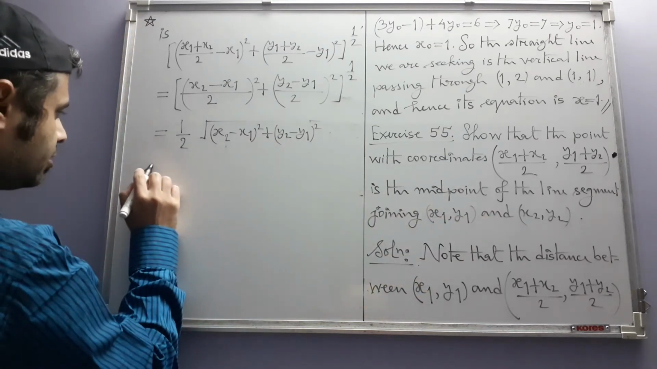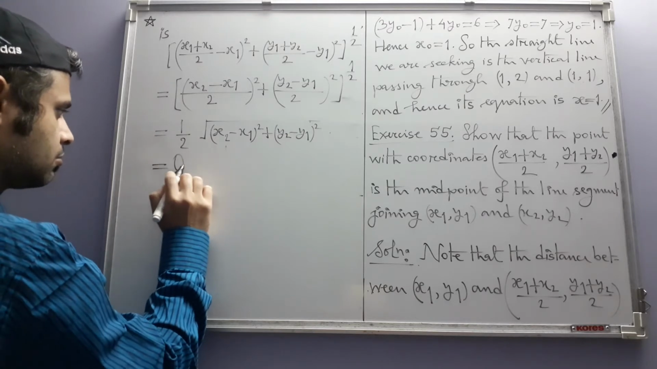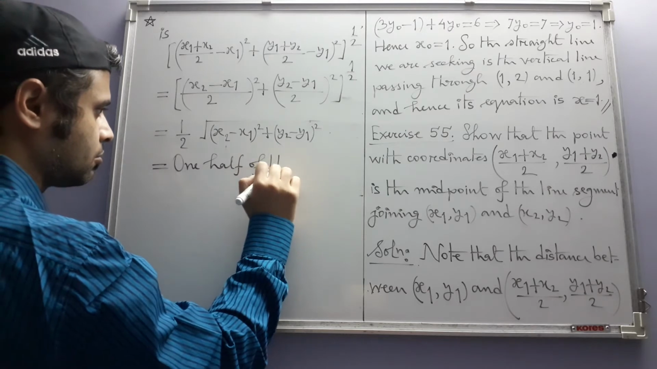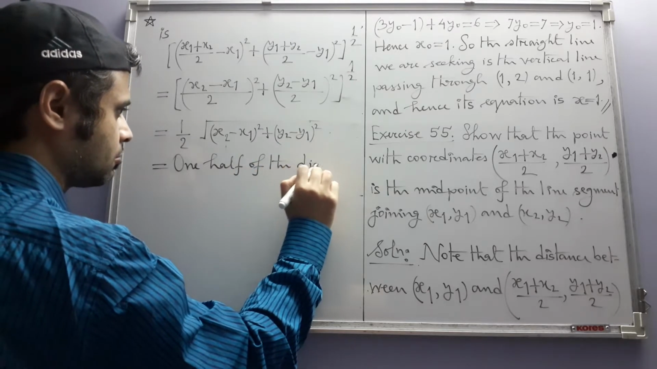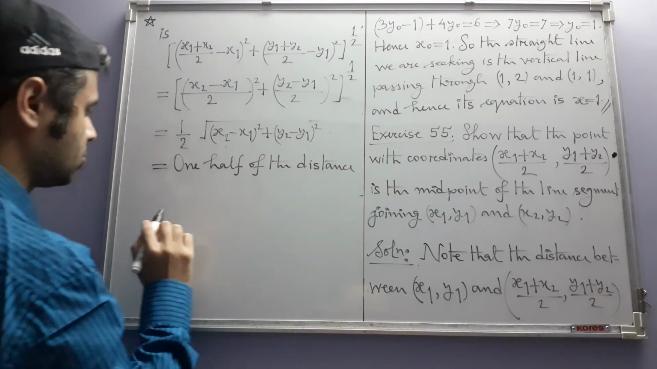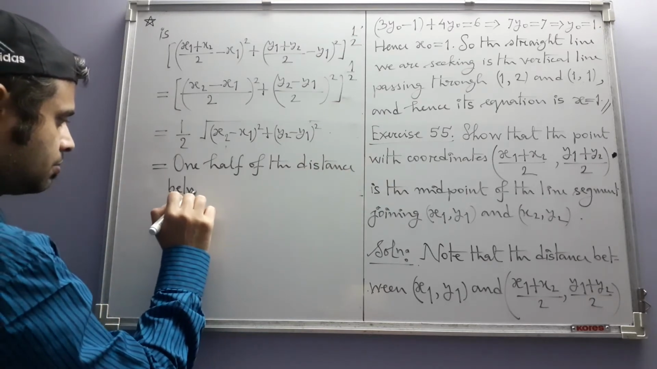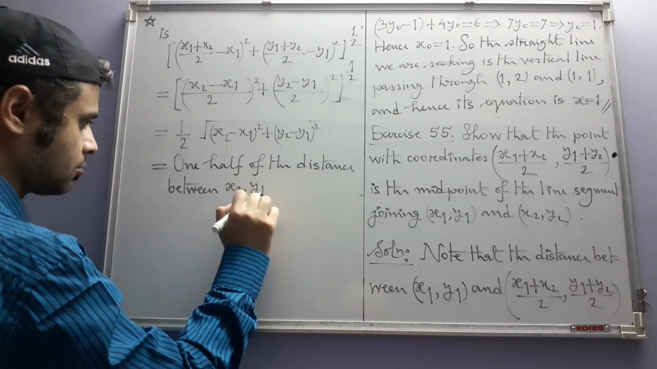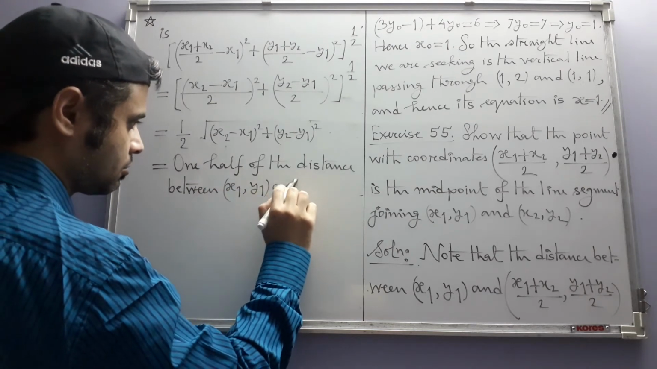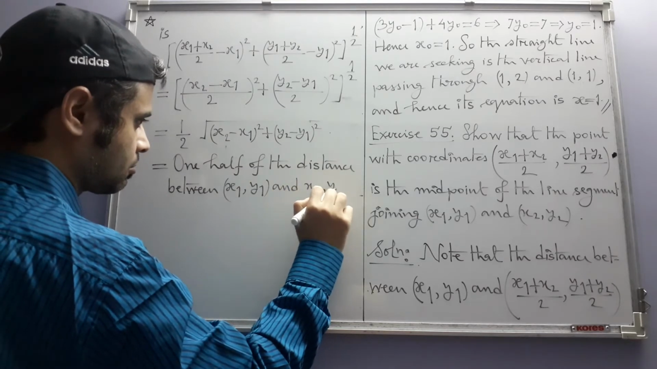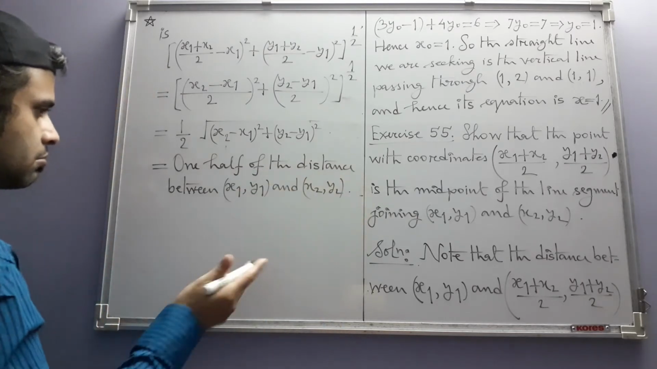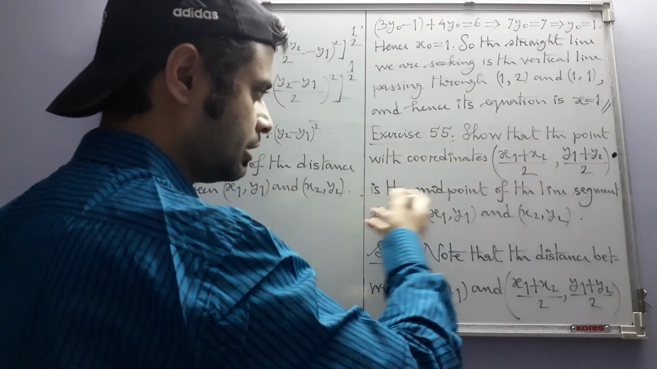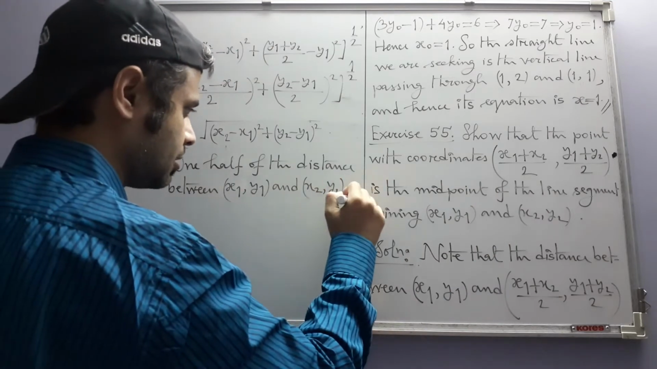So in fact we can write this is equal to half of the distance between these two points. Hence you can now write the final sentence. Hence the point with coordinates is the midpoint and so and so. So I am ending here itself.